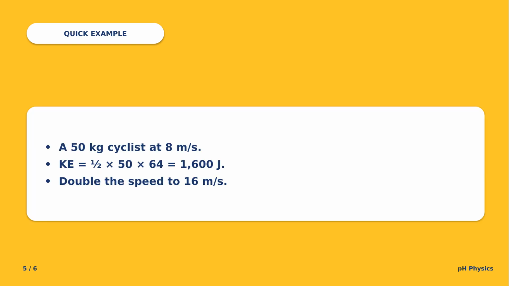Quick example: a 50 kilogram cyclist at 8 meters per second. Kinetic energy is 1/2 times 50 times 64, which equals 1600 joules. Double the speed to 16 meters per second. Kinetic energy, 1/2 times 50 times 256 equals 6400 joules, 4 times the kinetic energy. That's why doubling speed is so dangerous in a crash.